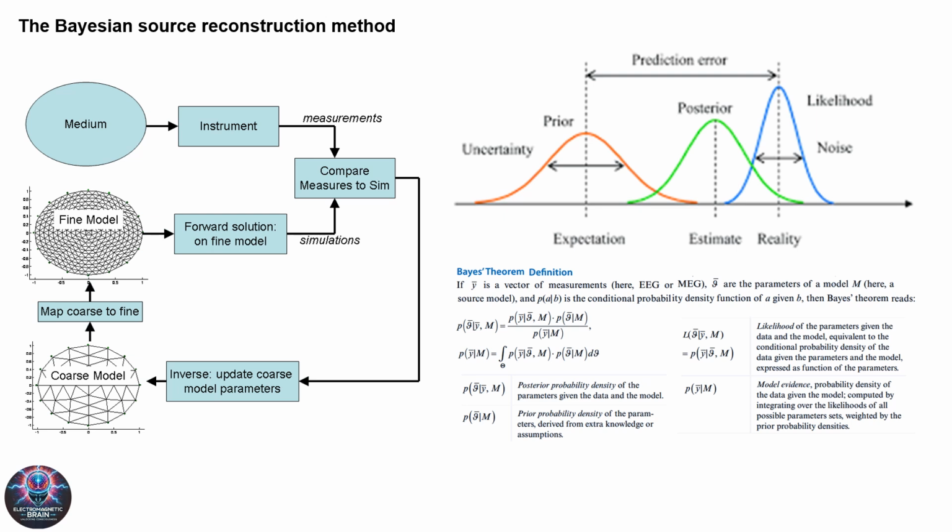On the left side we show the schematic of the iterative method, based on an initial assumption in the fine model and updating the coarse model. First, we define an initial model as a guess and solve the forward problem, which involves simulating EEG signals based on assumed neuronal sources, location and strength. Then, we define the inverse problem, which involves adjusting the source parameters to minimize the difference between the simulated and actual EEG signals.